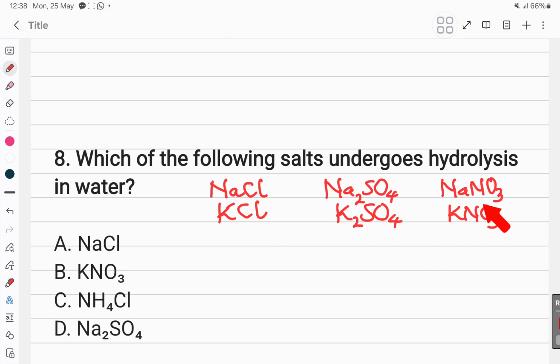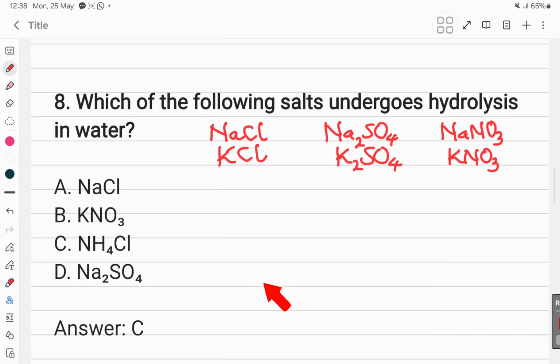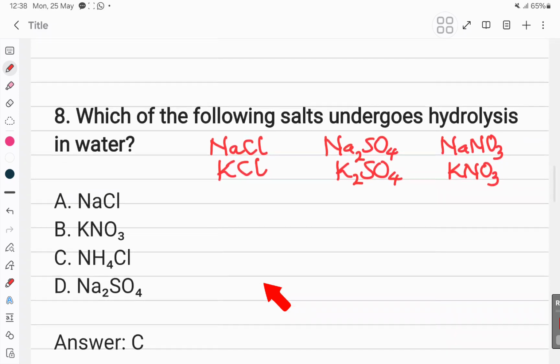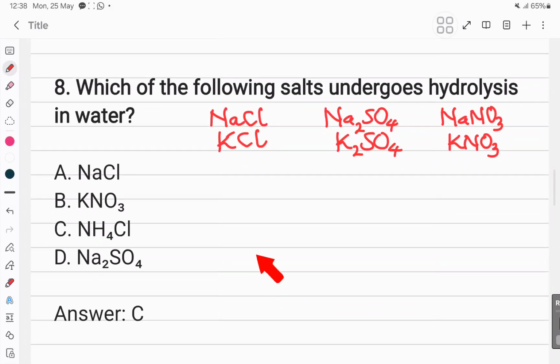When they dissolve in water, the solution remains neutral. So when the resulting solution of these salts is neutral, it means the salt did not undergo hydrolysis in the water. But salts of a strong acid and a weak base, or a weak acid and a strong base, undergo hydrolysis in water. Now from this option, the salt which will undergo hydrolysis in water is ammonium chloride. Ammonium chloride will undergo hydrolysis in water.